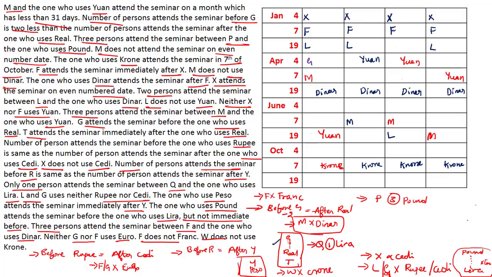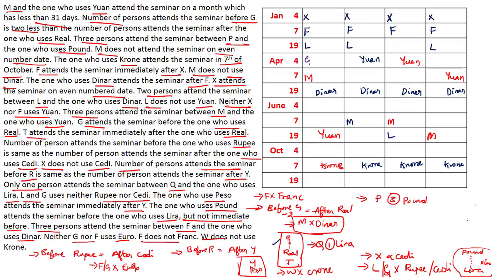Let's say I place G here. Before G there are 1, 2, 3, 4, 5. It means after Real there should be 7 persons, 1, 2, 3, 4, 5, 6, 7. So Real can be here. But then Real has to be after G. That's not possible if I put G here.